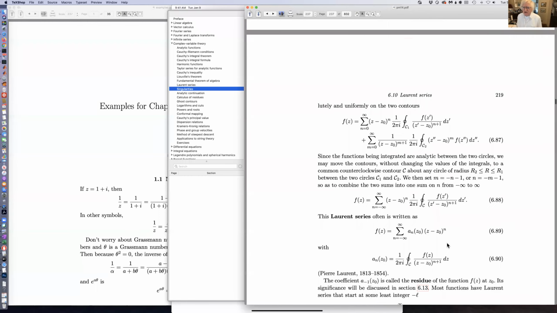And on that contour, the absolute value of the function is approximately 1 over capital R cubed, and so there's no contribution at infinity. And so you can then shrink the contour to tiny ones around i, 2i, and 3i, and you can compute them using Cauchy's integral formula.